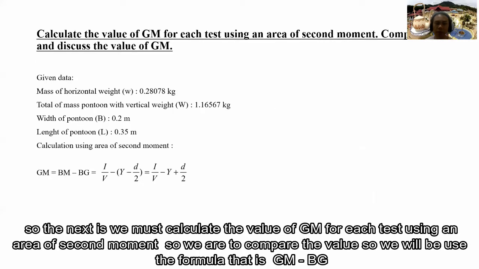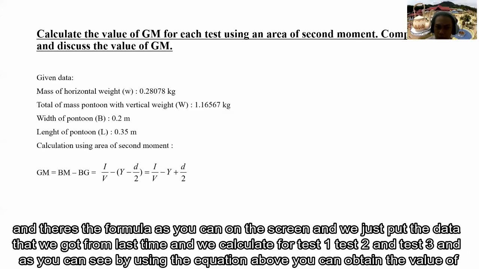So the next step is we must calculate the value of GM for each test using the area of second moment. We want to compare the values, so we will use the formula GM equals BM minus BG, that is, I over V, and that is the formula as you can see on the screen.